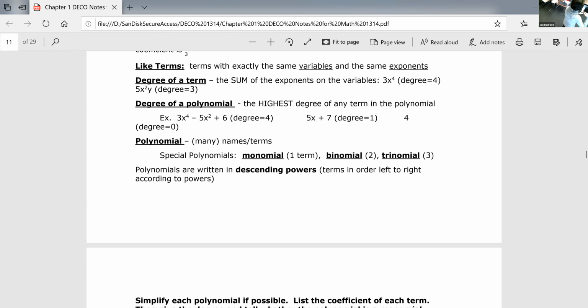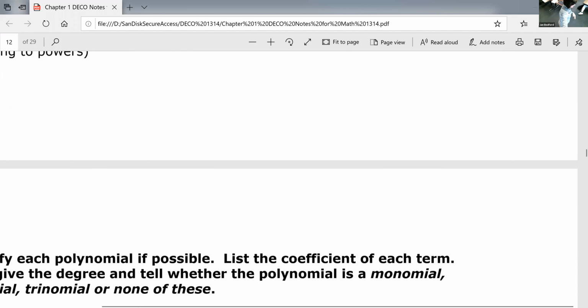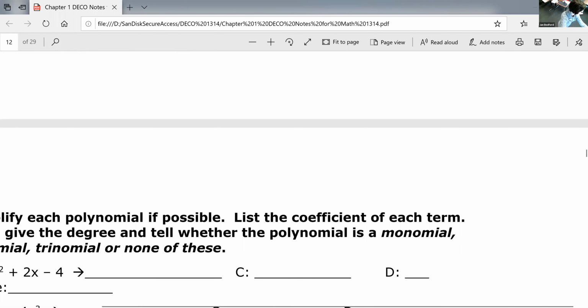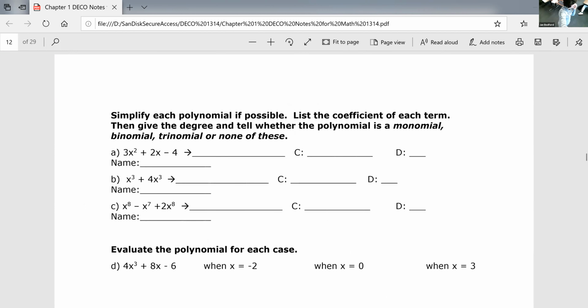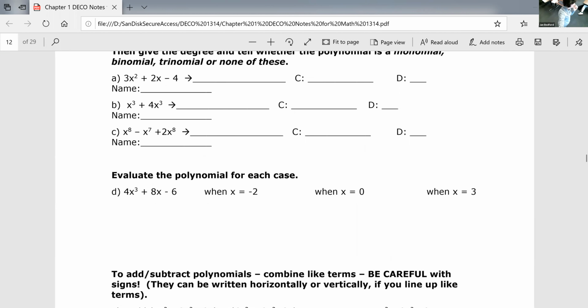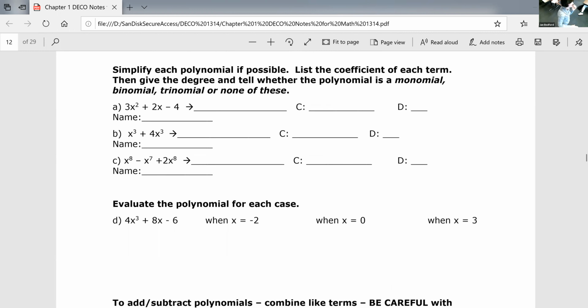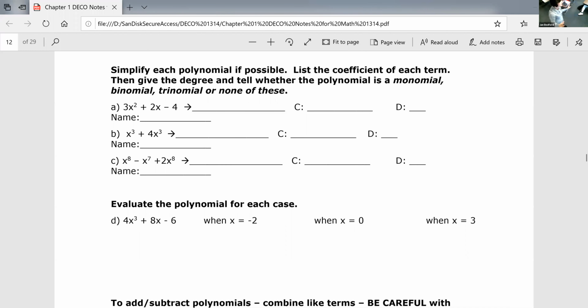And so when we have all those terms, if we see that we have exponents on the variables, we try to write our polynomials in descending powers. What that means is we're going to put the one that has the biggest exponent first, and then we'll put the next smallest exponent and work our way down. Okay? So we've got some polynomials that we're going to try to simplify if possible. But if they don't simplify, we leave it like it is.